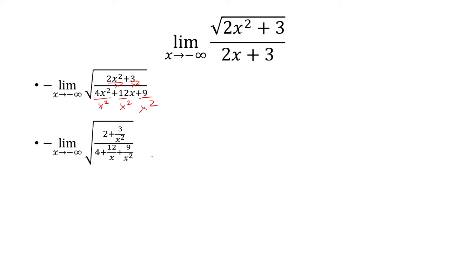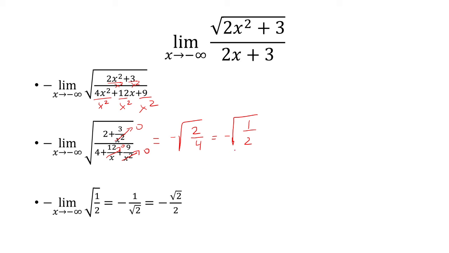So we get this. And now, as x approaches negative infinity, each one of these is going to go to 0. So we're going to be left with negative square root 2 over 4, which is negative 1/2.